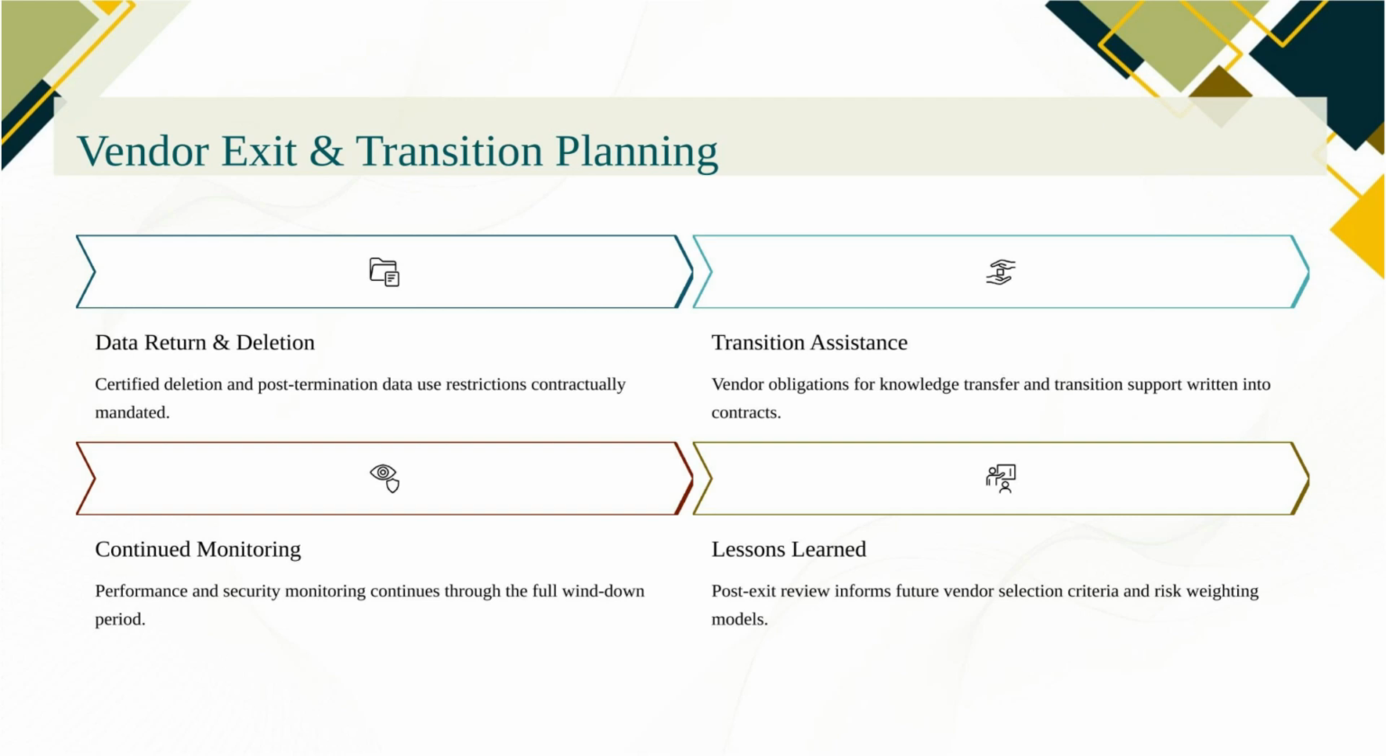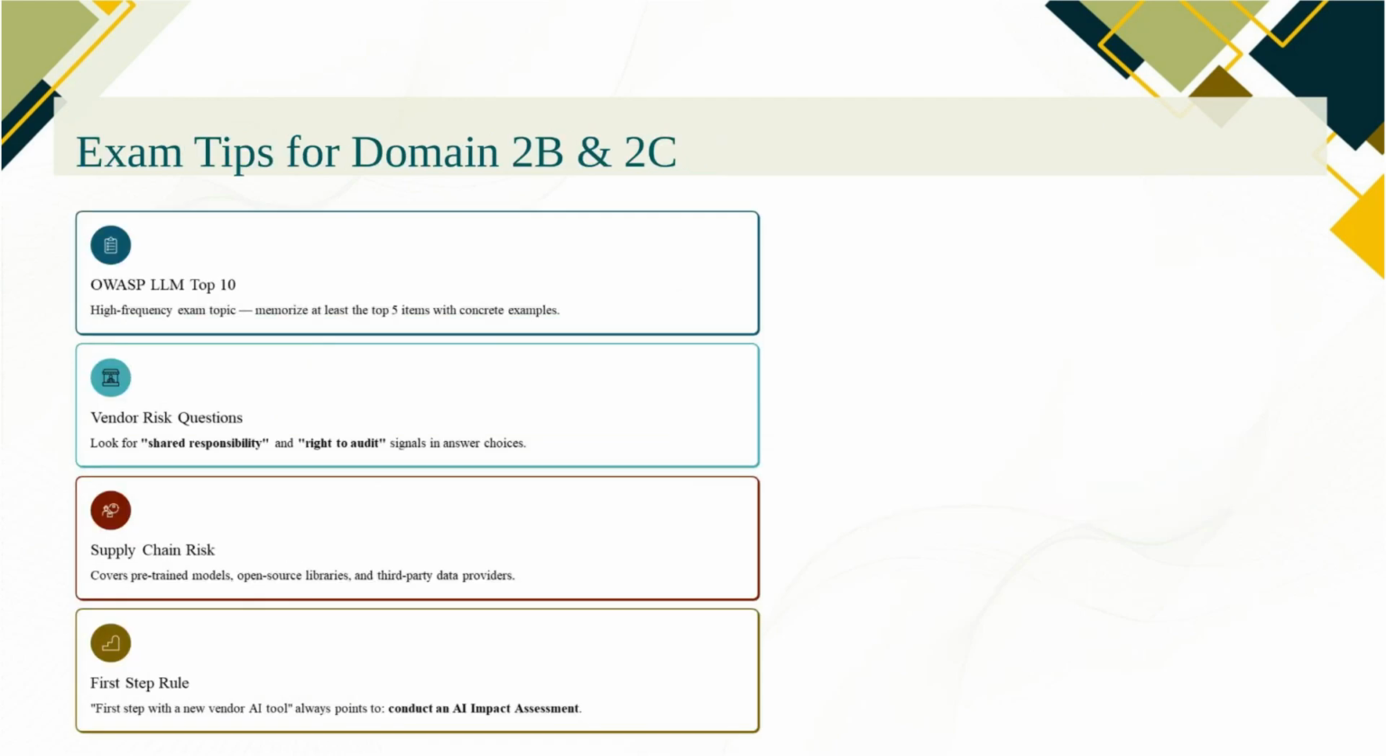Transition assistance obligations should be written into the contract, so the vendor is required to support your migration to a new solution. I've seen organizations completely locked out of their own AI outputs because they hadn't addressed this in the contract. The exam tests exit planning as part of the full vendor risk lifecycle, not just an afterthought at contract termination. Let me close with the exam tips that matter most here.